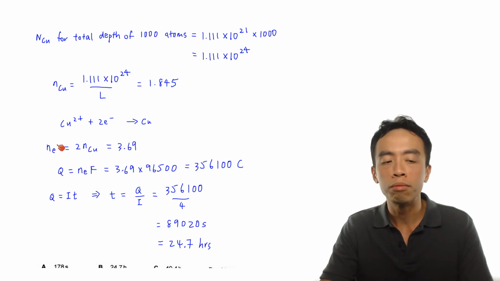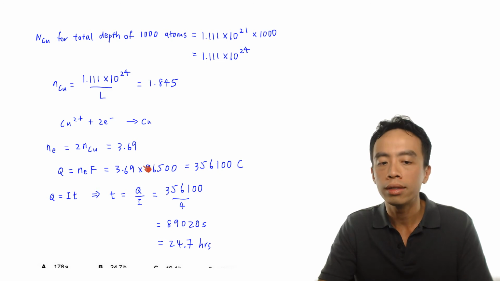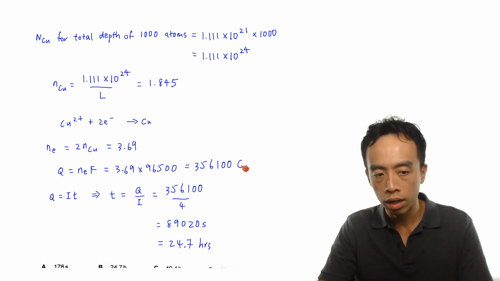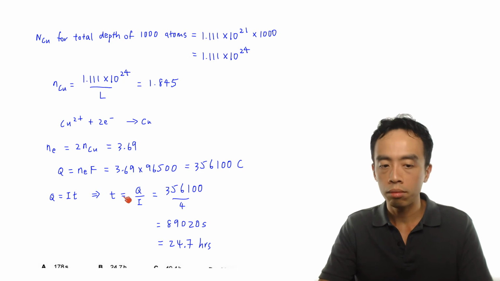Once I have the number of mole of electron, I can make use of the Faraday's equation to ultimately determine the time taken. So Q, which is the charge, is equals to number of mole of electron multiplied by Faraday's constant. So this is 3.69 times 96500. I'll get this quantity here, 356100 coulomb. Then I can make use of the other Faraday's equation, Q equals to IT, charge equals to current times time. So time is charge divided by current.